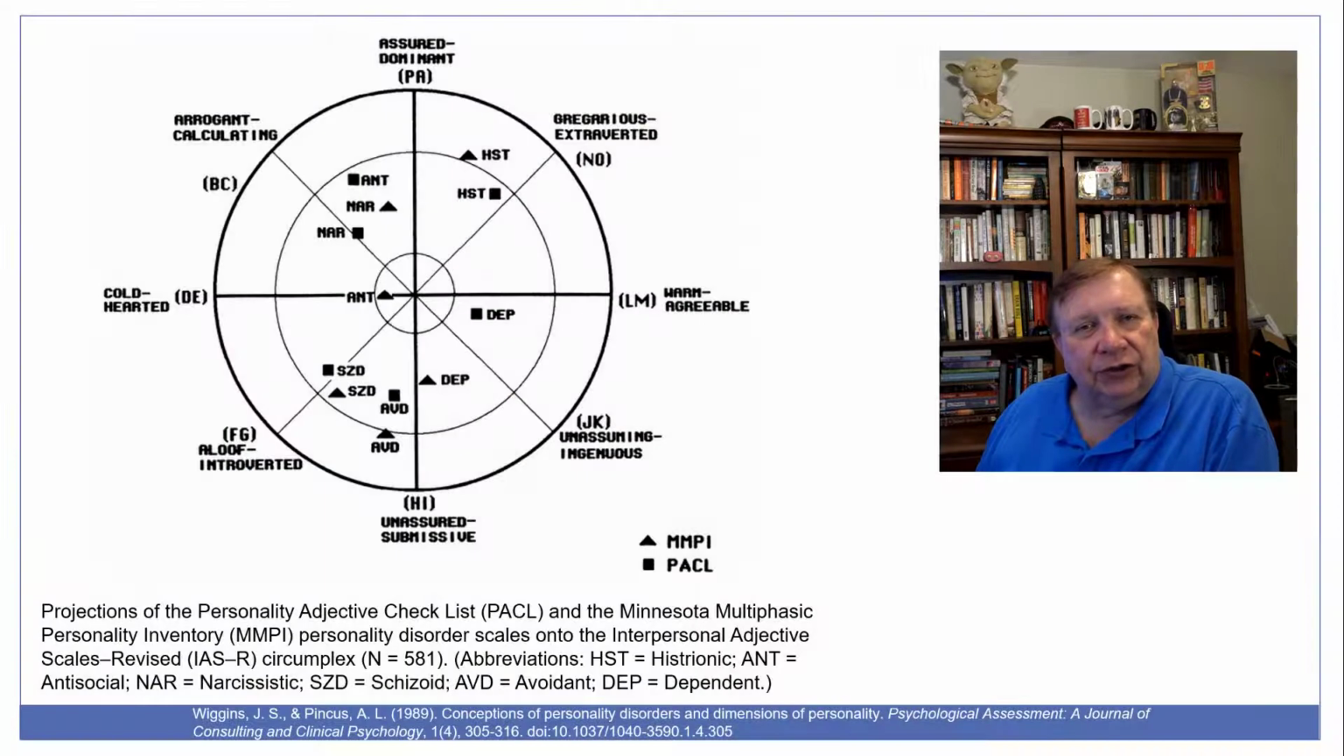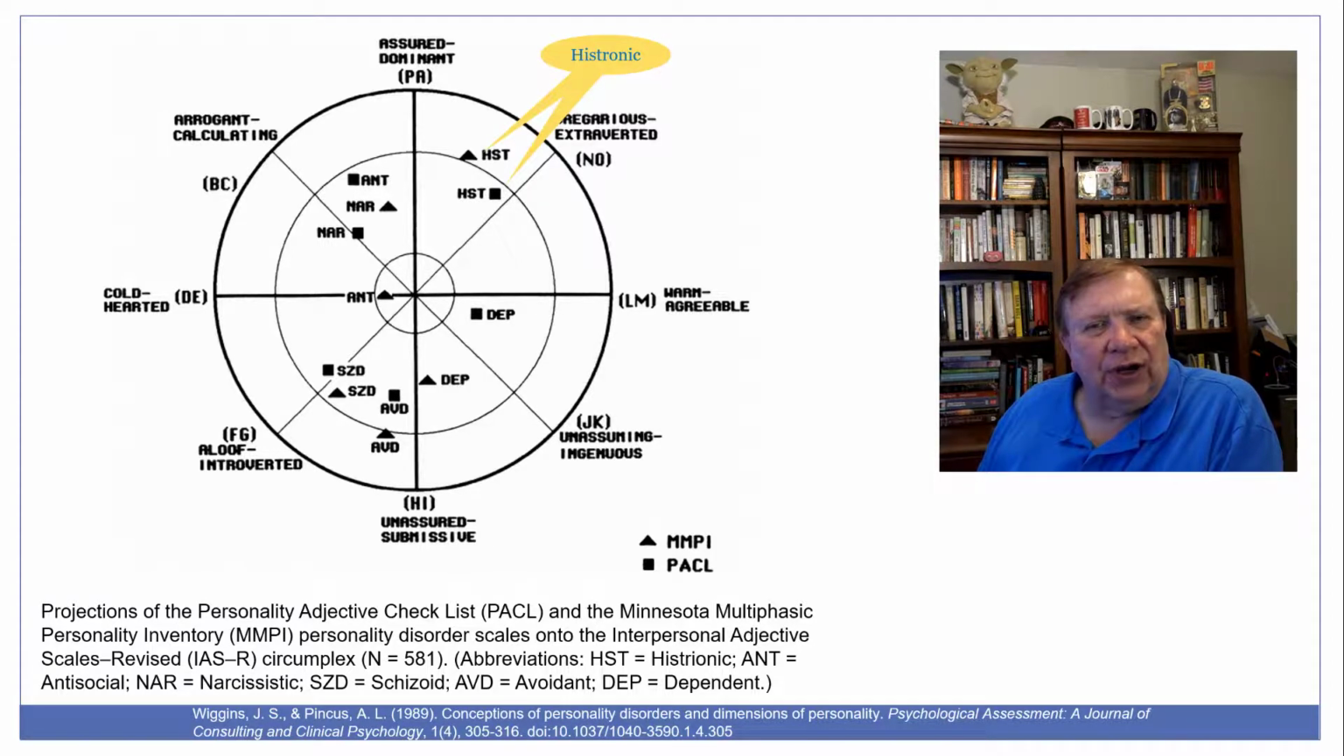Let me show you a piece of research that was done by Wiggins and Pincus. What they did was they administered a series of scales to participants, and they completed them. So the subjects, amongst other things, completed the Minnesota Multiphasic Personality Inventory, selected scales from that, from the Personality Adjective Checklist, and also a measure of the interpersonal circle. So Wiggins and Pincus then plotted in the scores for several disorders into the circle. So let's look at how these fit in here.